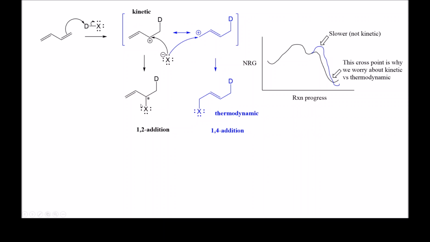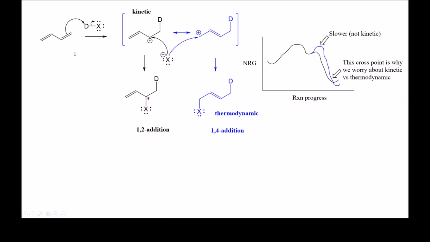This is the norm. But you don't need to memorize that 1,2 is kinetic and 1,4 is thermodynamic, because hopefully you can identify the kinetic product simply based on the stability of the carbocation intermediate, and the thermodynamic product should be identified based on the stability of the alkene.